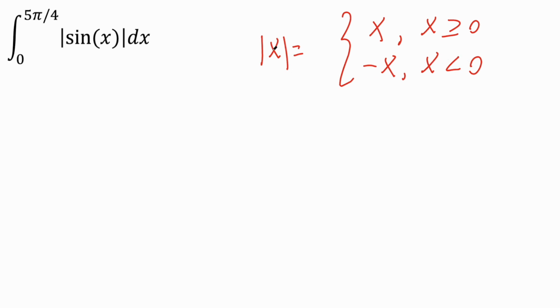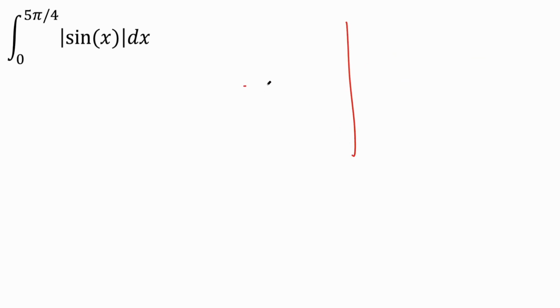Let's say x is 2. The absolute value of 2 is 2. 2 is greater than 0. If I put a 2 here, I have a 2. Let's try negative 2. The absolute value of negative 2 is positive 2. If x is less than 0, so negative 2 as an example, the absolute value is also a positive 2. So it's important whenever you see an absolute value for definite integrals to understand how our problem is going to behave. So let's draw it out.